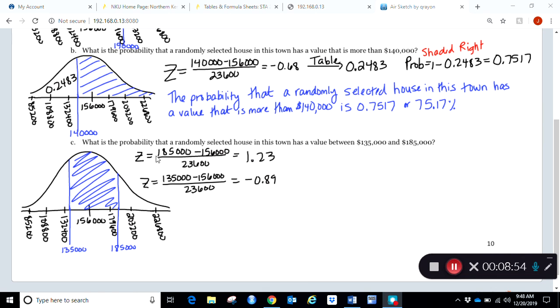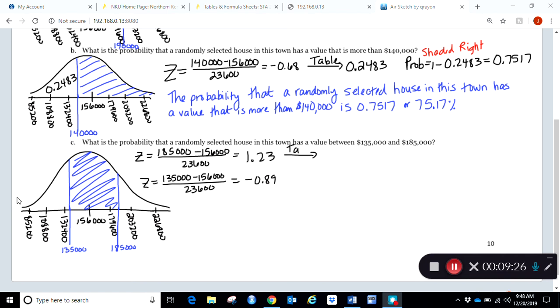So for my z-score calculations, my $185,000 corresponded to a z of +1.23, which was between that +1 and 2, as I knew it should be. The z for $135,000 turned out to be -0.89, which is between the -1 and 0, as I knew it should be as well. Now next, in order to use that between rule, the first thing we have to do is take both of these values to the table.